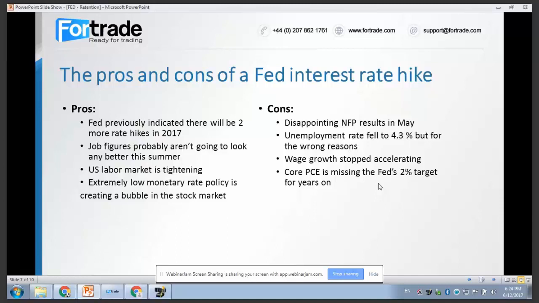Now, what is also very important is another measure that is a marginal measure the Federal Reserve is following up: wage growth. In the last 12 months, since the Federal Reserve increased interest rates 2 times, in the meantime, wage growth stopped accelerating. This is something that we'll show in the next chart. Just to say about inflation, the core PCE index is missing the Federal Reserve's 2% target. So this is also again a fact that is speaking against an interest rate decision.